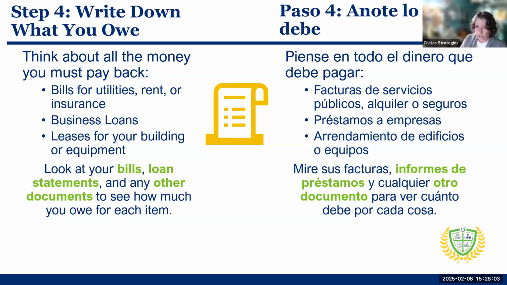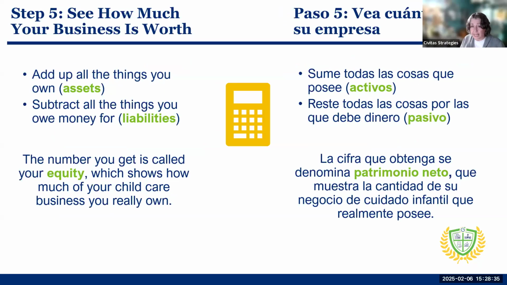Once we've done that, we're going to confront the monster, all right? And we're going to write down what we owe. So we're going to think about not just perhaps that debt, but all of the money that we have to pay back: all the bills, the loans, anything else that we borrowed, our utilities, our rent, our insurance. If you leased your building, you're going to include the lease payments. If you bought your building, you're going to include the mortgage payments there. We want to take a look at that. We want to see how much we owe for each item, right? Because that's our overall debt.